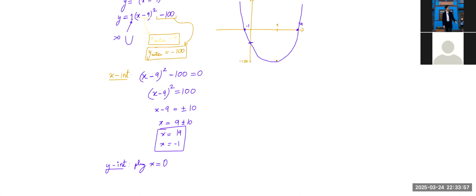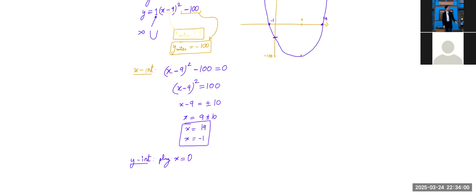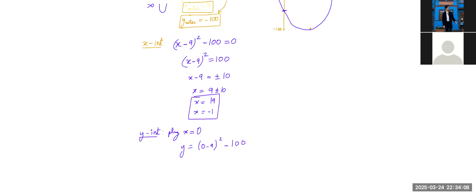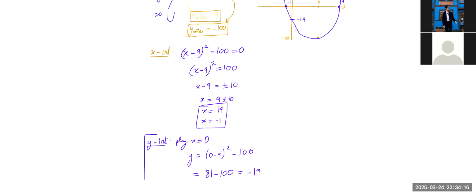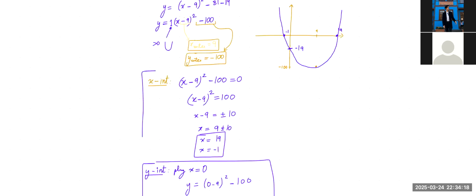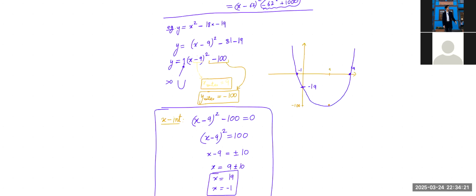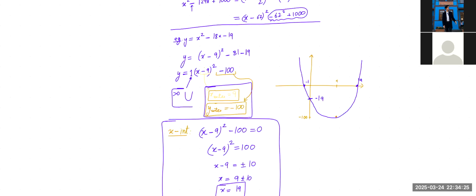So we take our function again and we plug in 0 for x. So we have (x minus 9) whole squared minus 100, which gives you (0 minus 9) whole squared minus 100, which is 81 minus 100, which is negative 19, which is right there. So you can find the y-intercept, the x-intercept, the vertex values, the shape. Everything can be found out by using the vertex form.